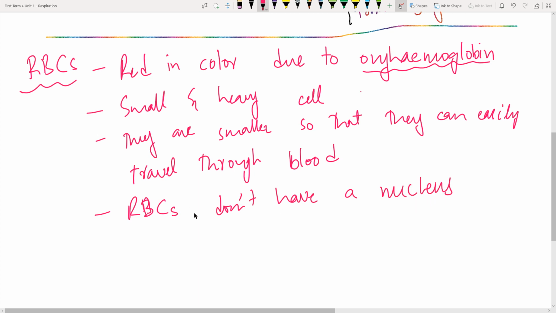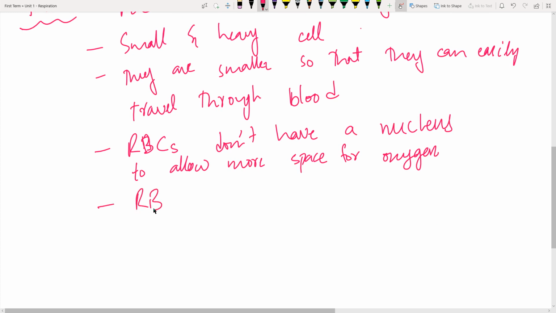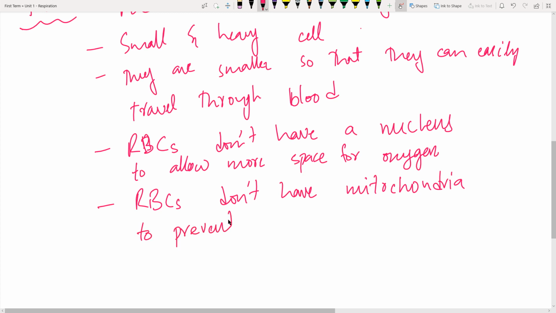And why does it not have a nucleus? To allow more space for hemoglobin to be there for oxygen, right? So that more of the oxygen can be there. And another important fact, RBCs also don't have mitochondria. Even though these are living cells, they don't have mitochondria. Why? Because otherwise they will consume the oxygen that they're carrying.